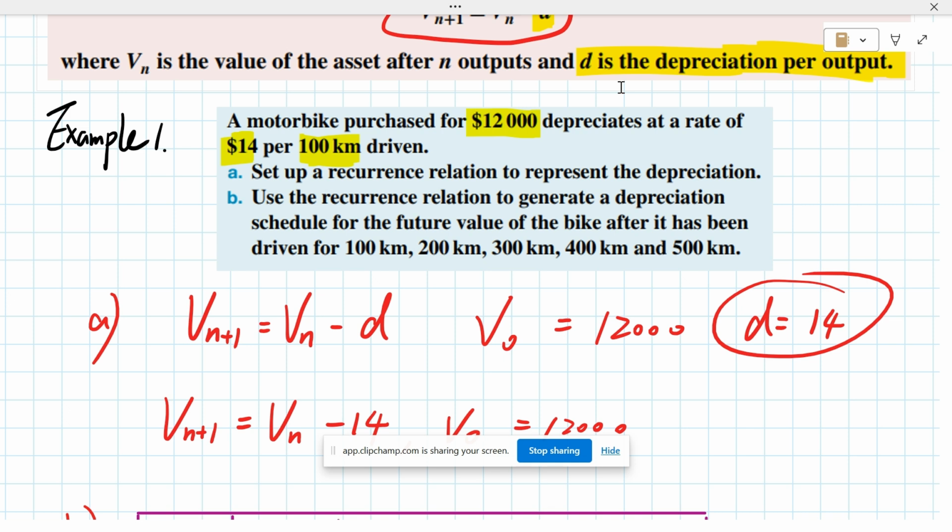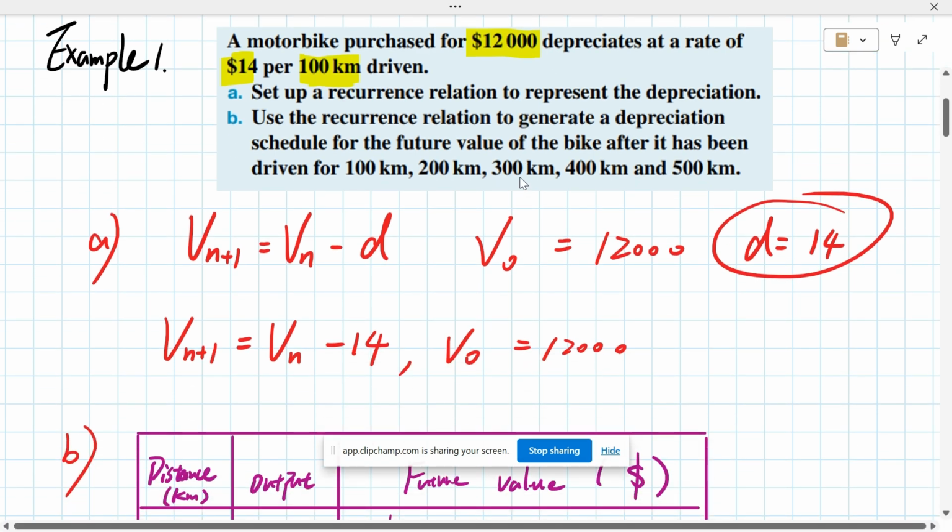That's what we have from period 5.3. Vn plus 1 equals Vn minus d, and V0 equals $12,000, and d equals $14 per each 100 kilometers. And that's how you're depreciating.